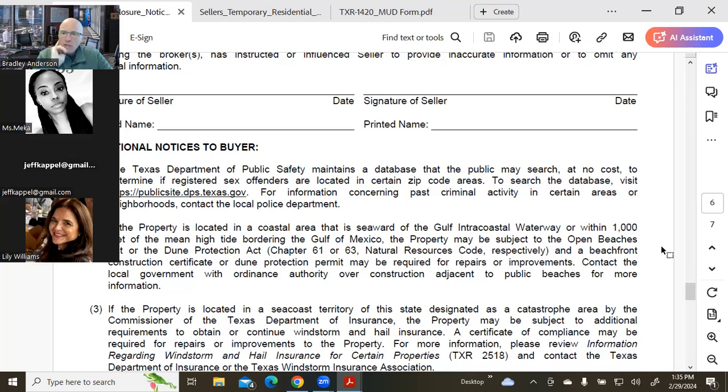And before you even think about inputting this into the MLS, please have this document done. You don't want to scramble, right? This is one of the most important, if not the most important document of the listing process. Okay, any questions on the seller's disclosure?